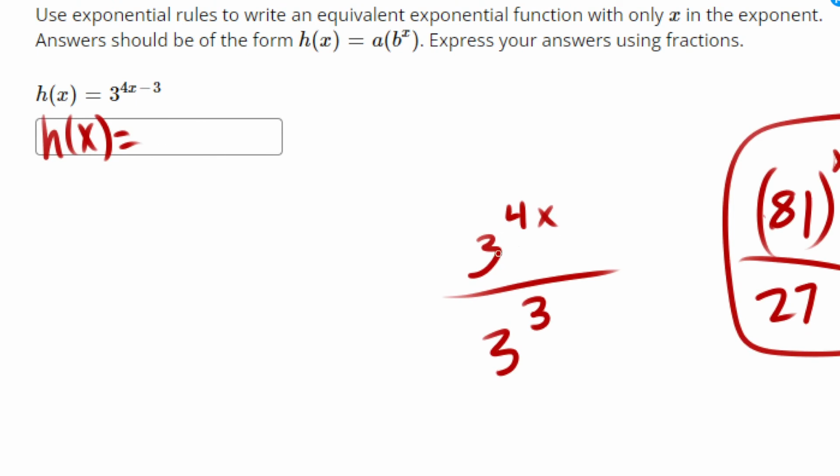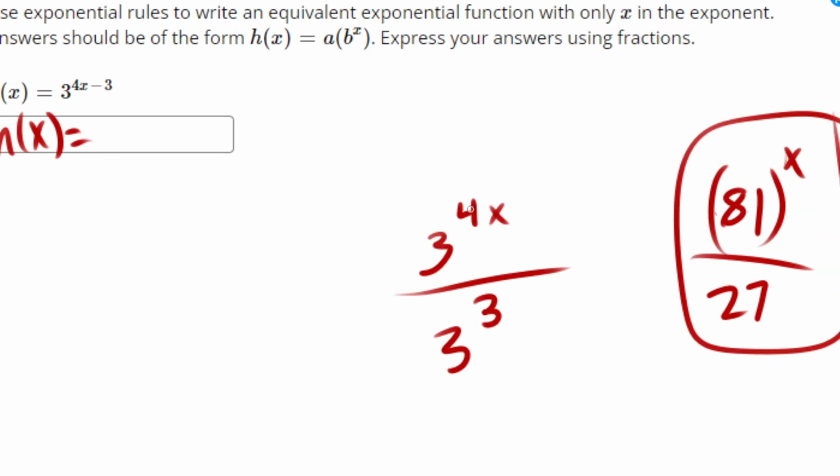That one's kind of tricky to think about, but we just basically are using our exponent rules and simplifying what those exponents mean.